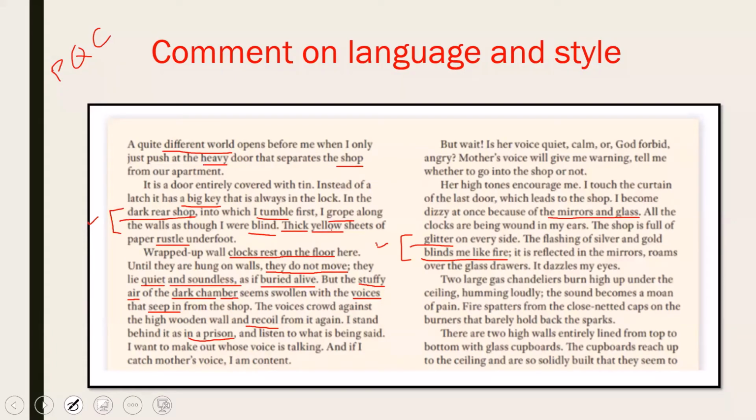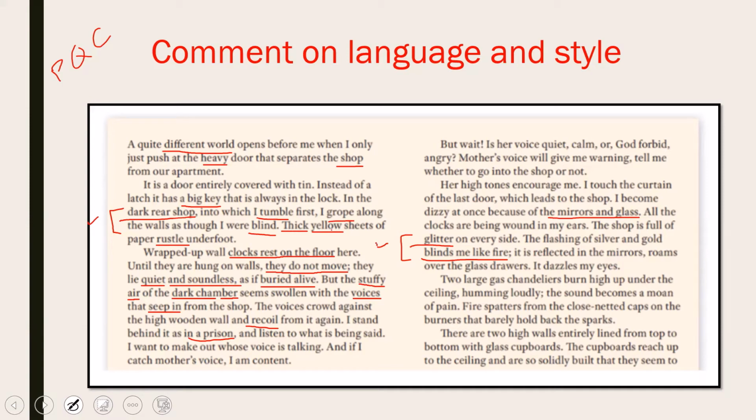P means point. You are pointing out the writer has used similes. The writer has used figurative language. What figurative language he used? He made the imagery. He made the images in the mind of the reader by the use of simile, right? So you say in the second paragraph, he is using simile. Which words? Like this. Like as though I were blind, means he's comparing these two things.